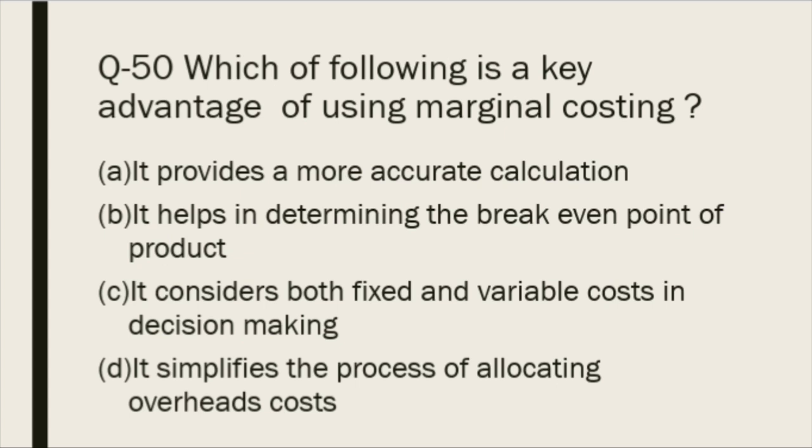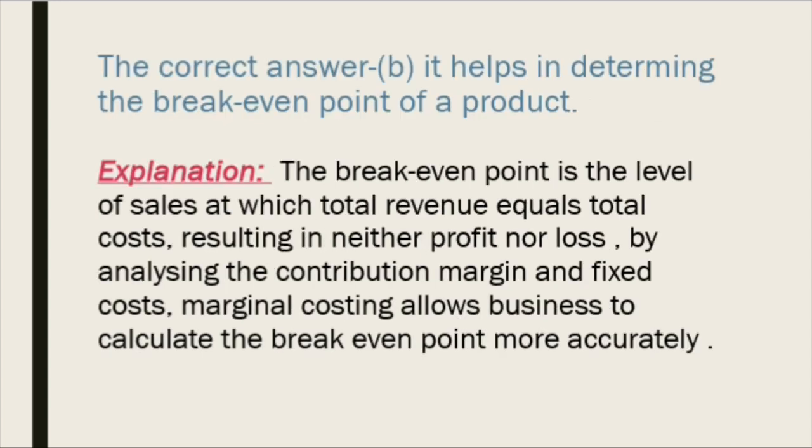Last question. Which of the following is a key advantage of using marginal costing? The 4 options are as follows. It provides a more accurate calculation. It helps in determining the break-even point of a product. It considers both fixed and variable cost in decision making. It simplifies the process of allocating overhead cost. And the correct one is it helps in determining the break-even point of a product.